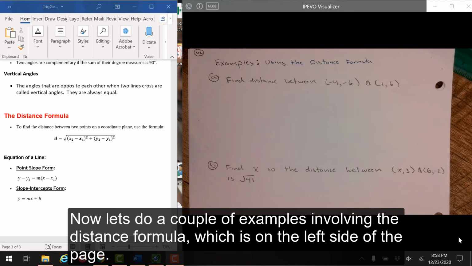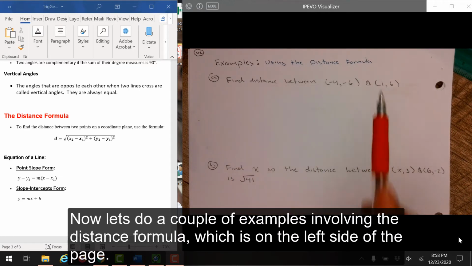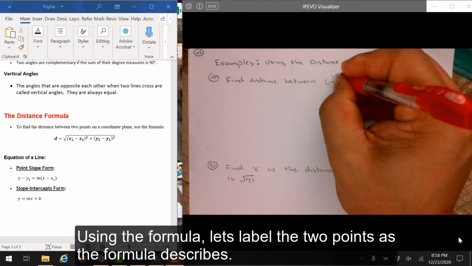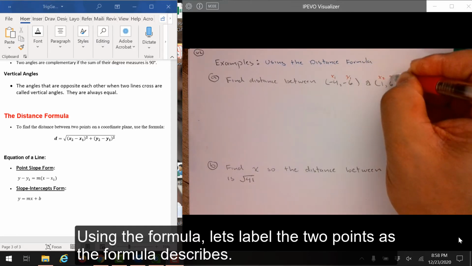Now let's do a couple of examples involving the distance formula, which is on the left side of the page. Using the formula, let's label the 2 points as the formula describes.